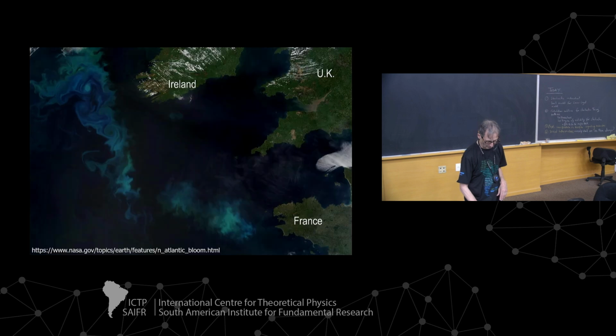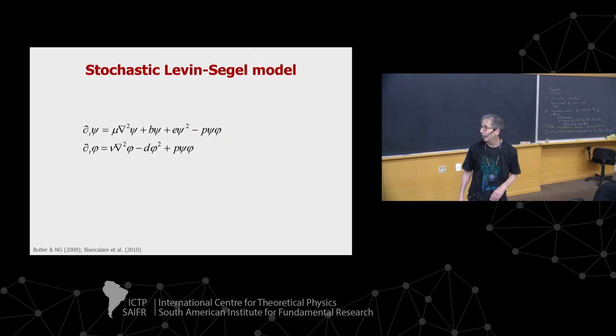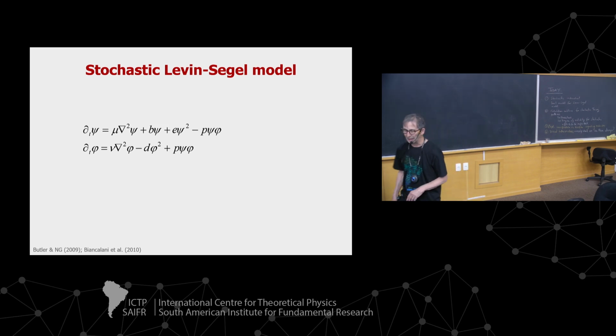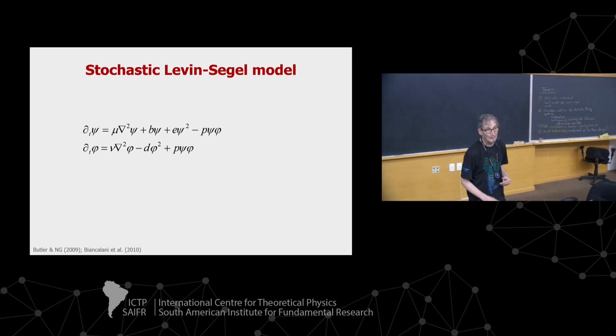So now we're going to talk about the stochastic Turing patterns. And yesterday we introduced a model called the Levin-Segel model, which described plankton-herbivore interactions. And so that is where I want to start today. So let me rewind my notes here.